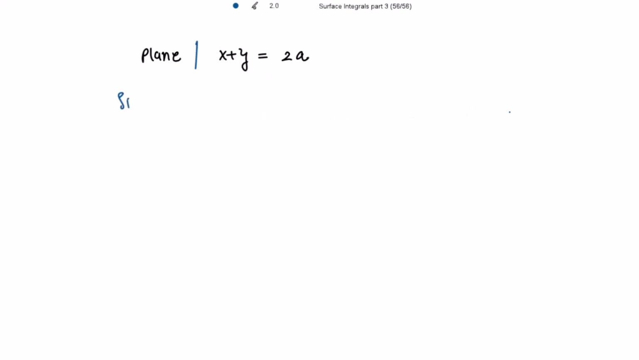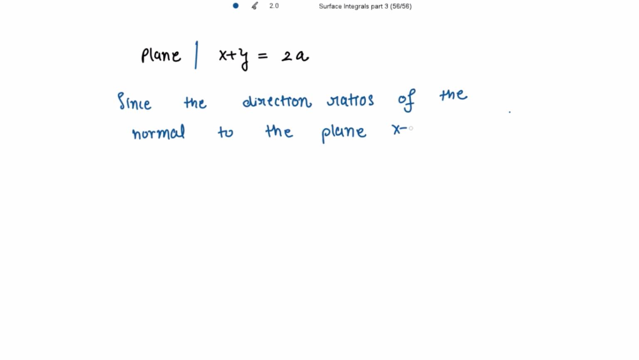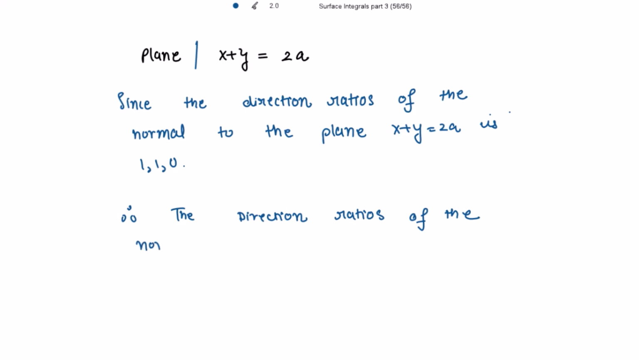Right? Since the direction ratios of the normal to the plane x plus y equal to 2a are 1, 1, 0, therefore the direction ratios of the normal at any point of the given circle are 1, 1, 0. Very fine?